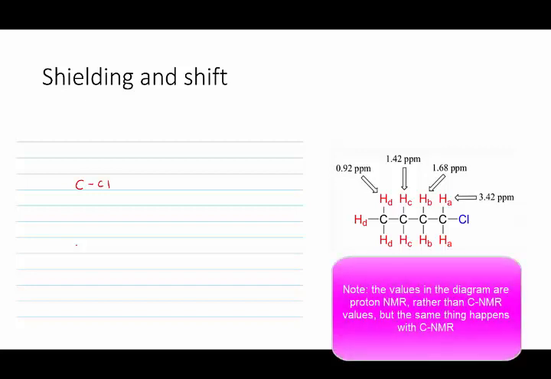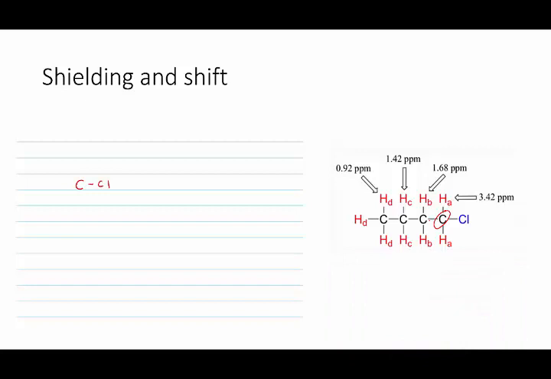And what we can see in the diagram here on the right is that the effect is going to be strongest for the carbon that is closest to chlorine, and it's going to be weakest for the carbon that is the furthest away from chlorine. Okay, so being attached to atoms that are highly electronegative can cause de-shielding.